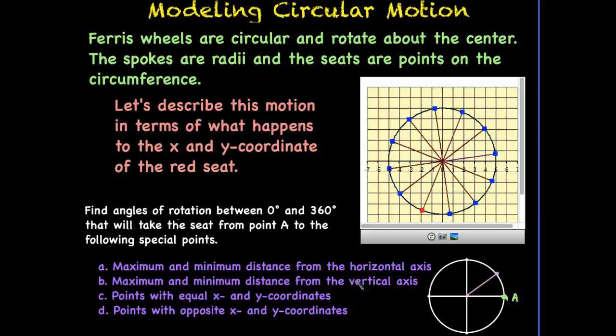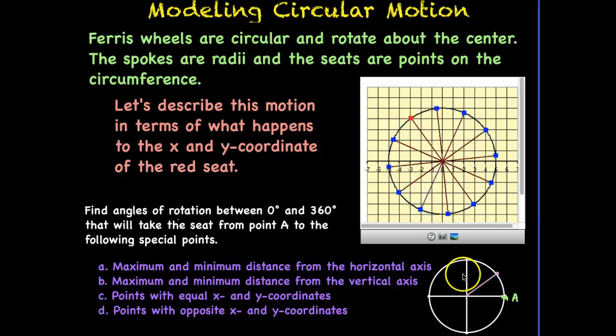We want to determine the maximum and minimum distance from the horizontal axes, the max and min from the vertical axes, and then try to find points with equal x and y coordinates. In other words, they're the same, and then points with opposite x and y coordinates. In other words, they have opposite signs. Pause the video and see if you can think about where those points might be.